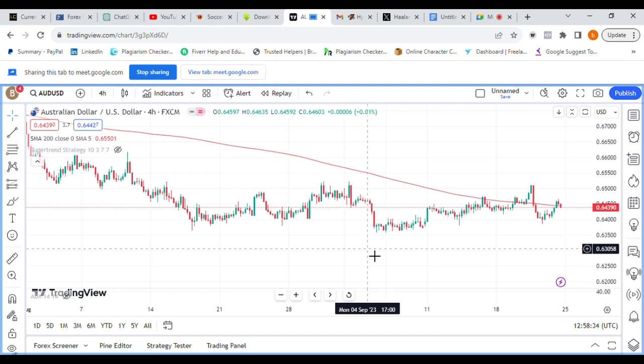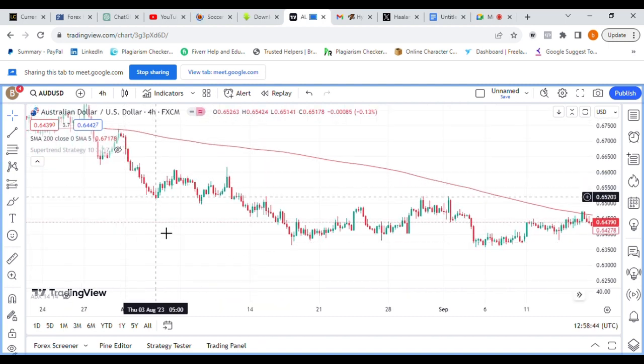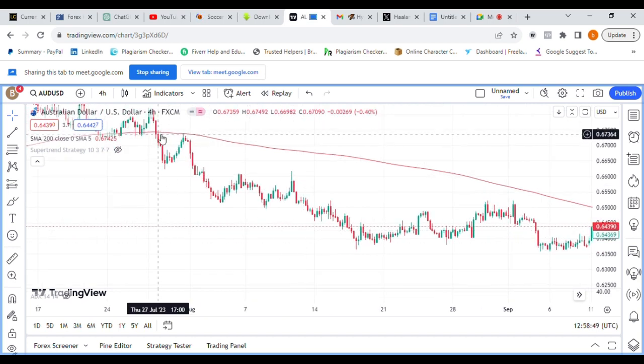So now the market's on a downtrend. That's the overall trend of the market, starting from as far as August. Since August, you can see the time there, since when the major crossing happened here, July 27th.